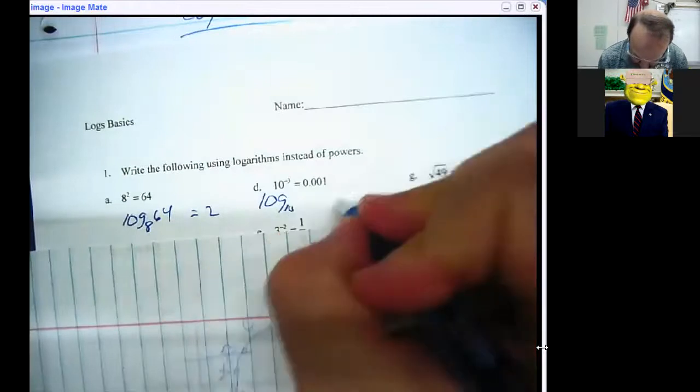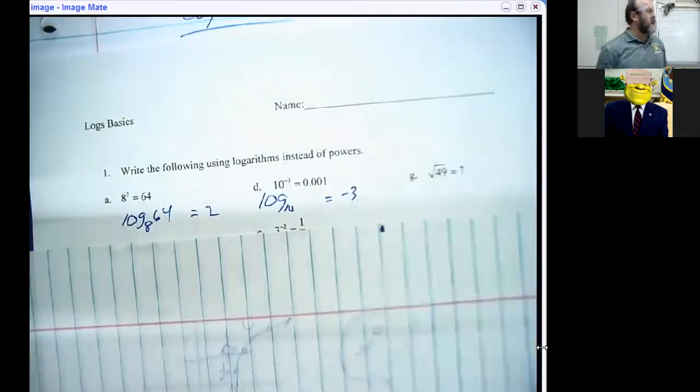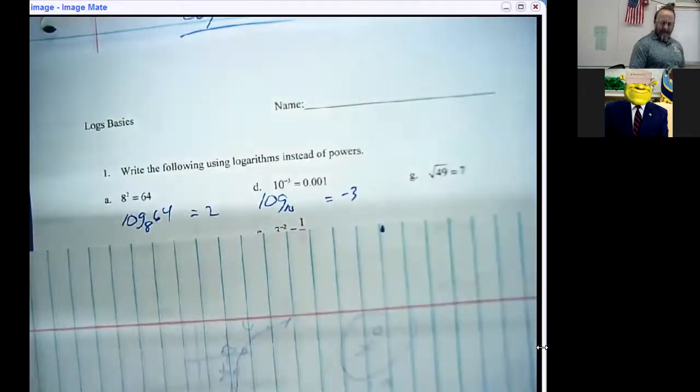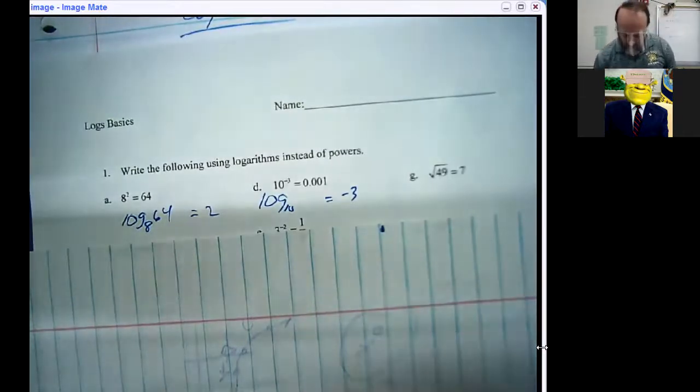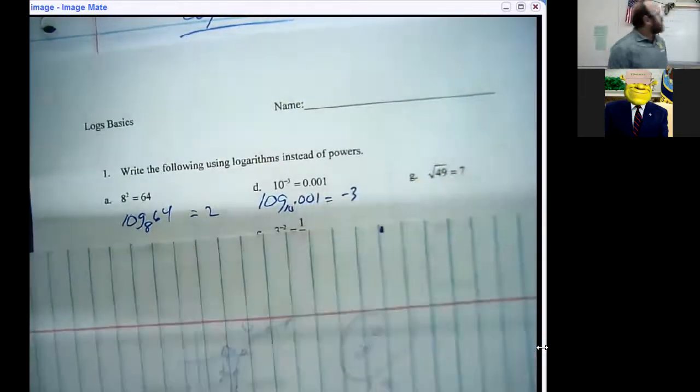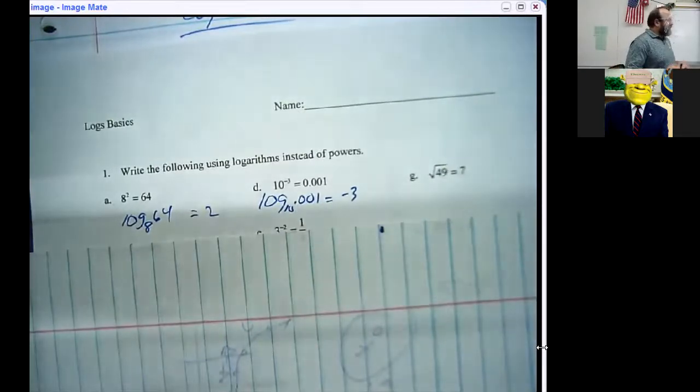It says the answer is -3, but that makes the question 0.001. So what do you think, everybody? Can you handle that? Just rewriting it. The question becomes the answer becomes the question. Oh, this is going to bug you a little bit.